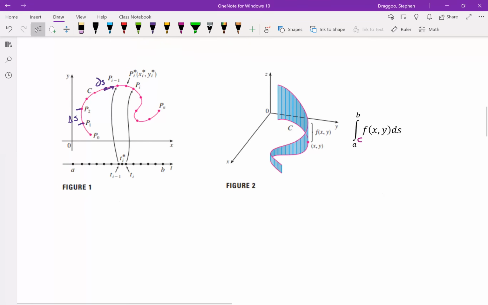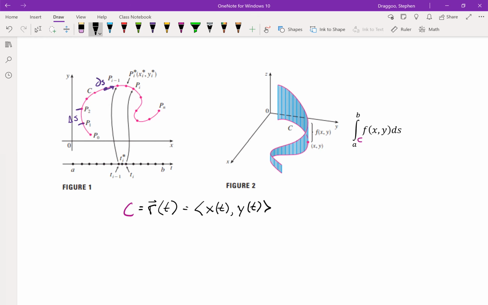So we'll start with our curve C, and we'll say it's represented by some parameterization, r of t, which is equal to some x function for the x value and some y function for the y value. So here, x and y are going to be functions of t rather than just variables themselves.